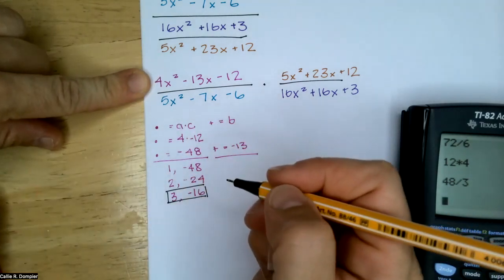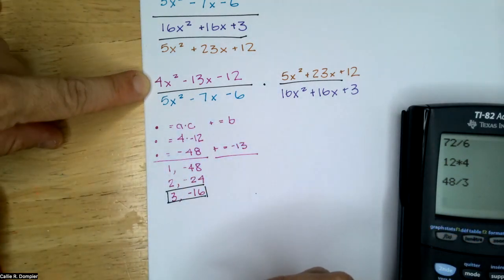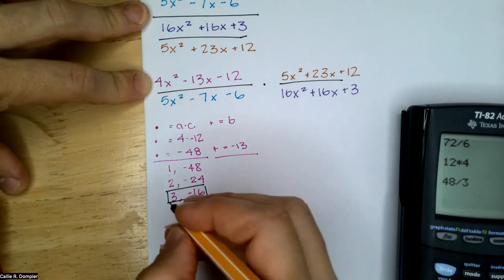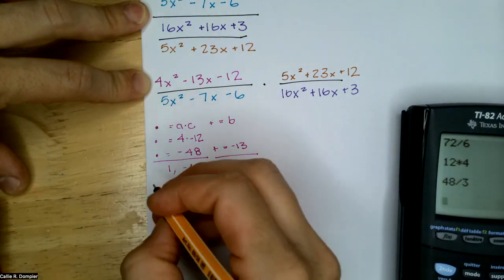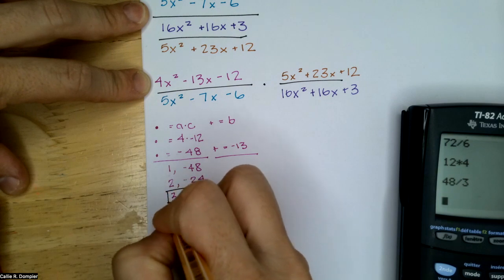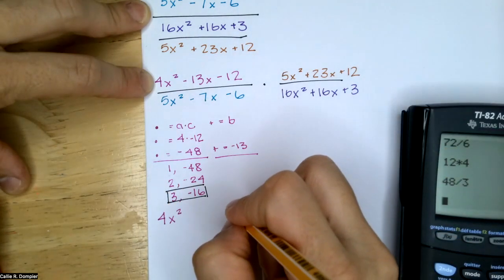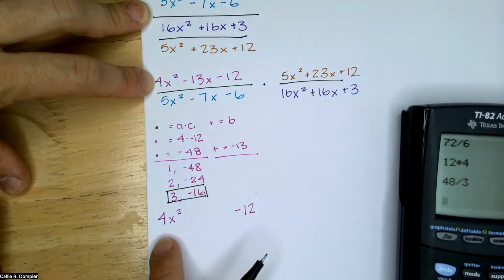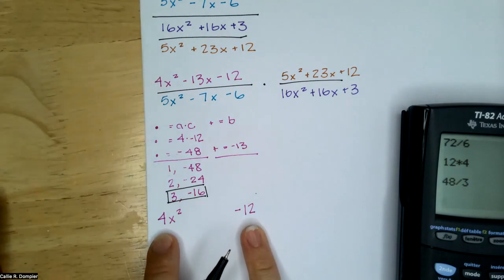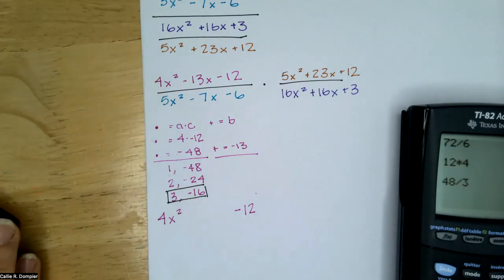Now what I want to do is take that same expression. We started with 4x squared minus 13x minus 12. I'm going to keep the 4x squared, I'm going to keep the a, I'm going to keep the c.